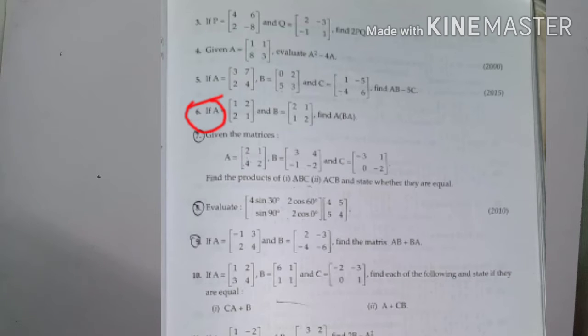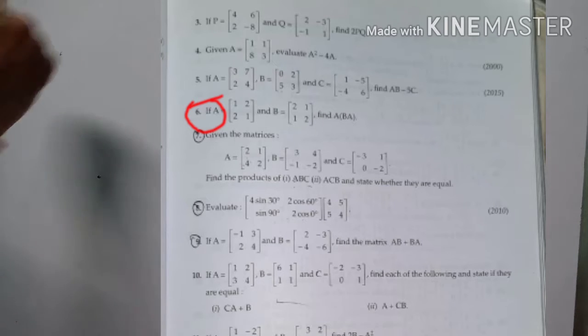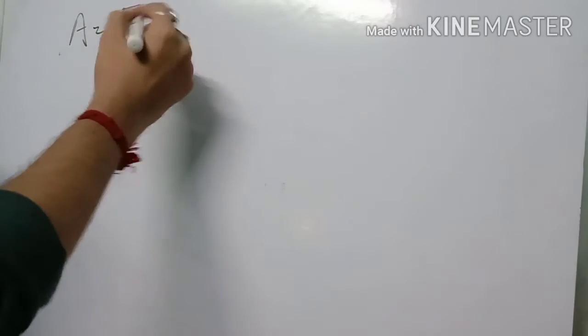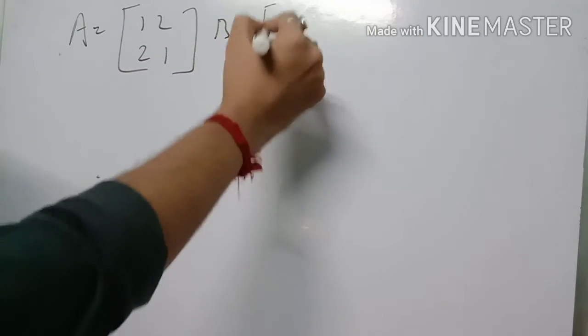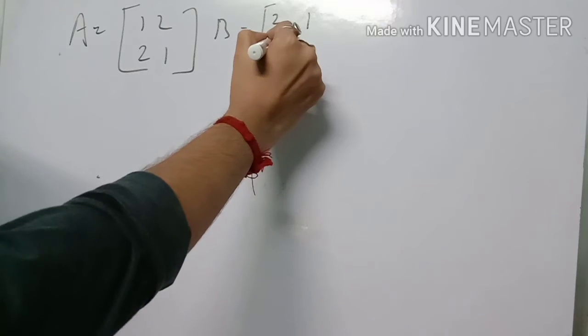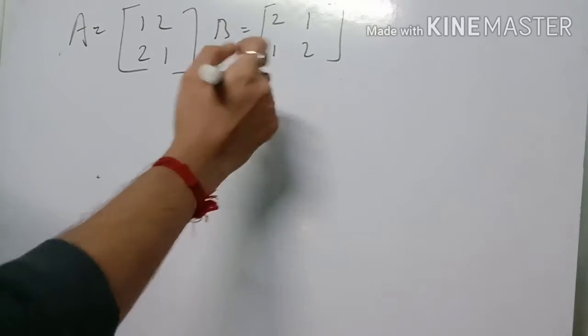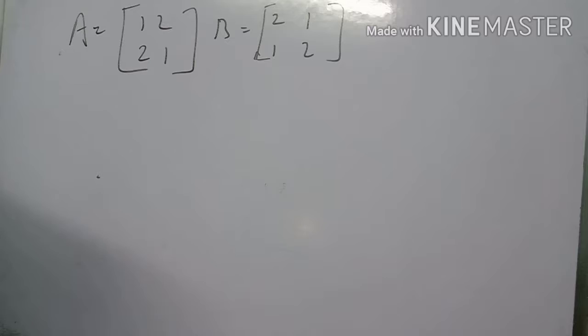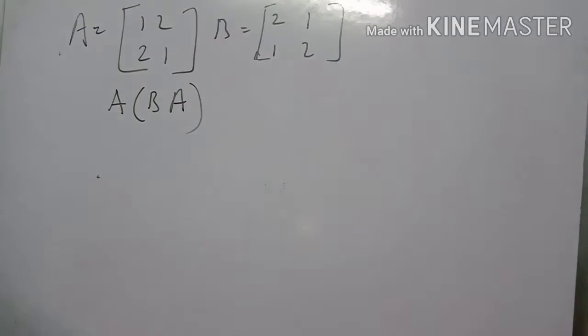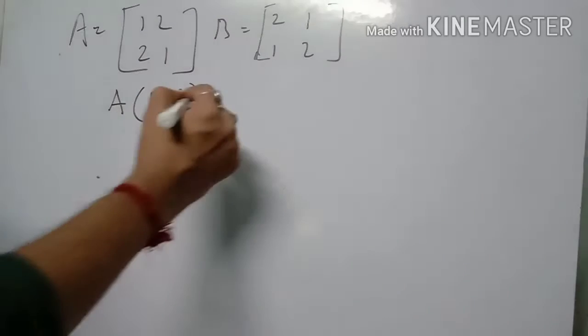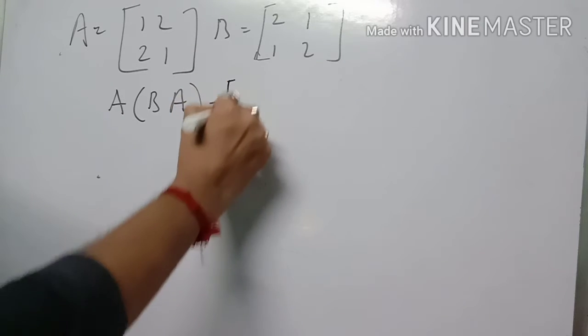Next sum is a multiplication. It's a big multiplication here. Here it is given that A is equal to 1 2 2 1. Okay, fine. And B matrix is 2 1 1 2, and we need to calculate A into BA. A into BA we need to calculate. Okay, fine. It's a huge one.